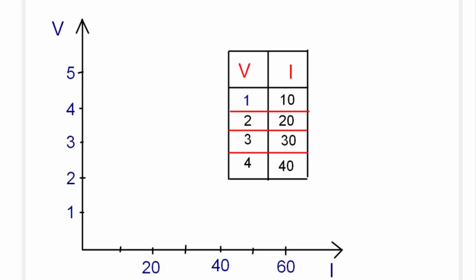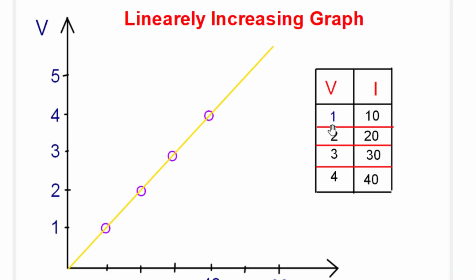Now we will plot these points. The first one is when V equals 1, I equals 10. How to plot this point? Here V is 1 and I is 10, and this is where they meet. This dot shows the first point. Then the second, 2 and 20: this is 2 and this is 20. Then 3 and 30: this is 3 and this is 30. This is how we put the points.